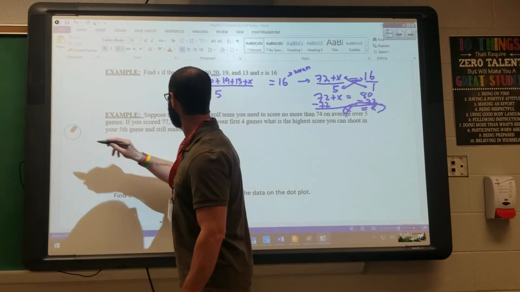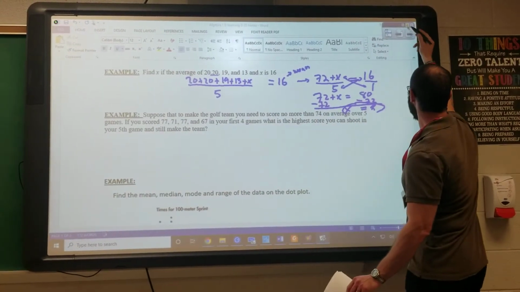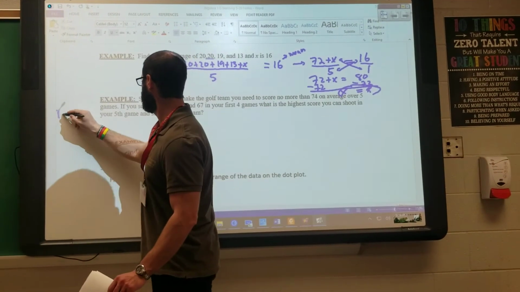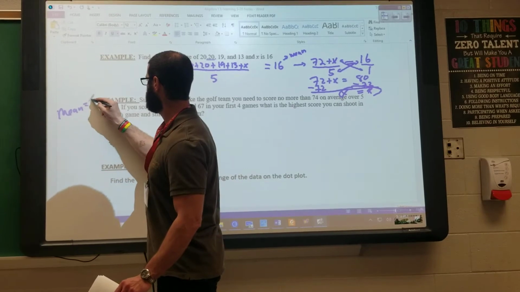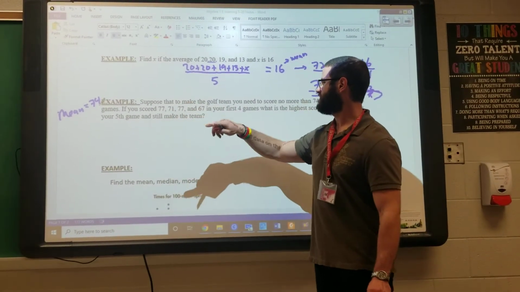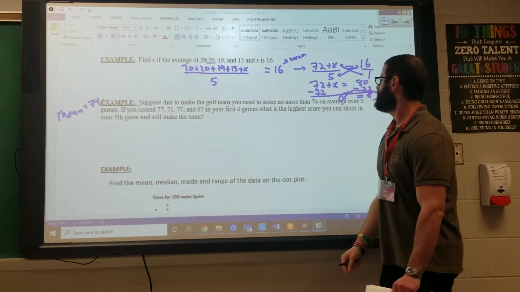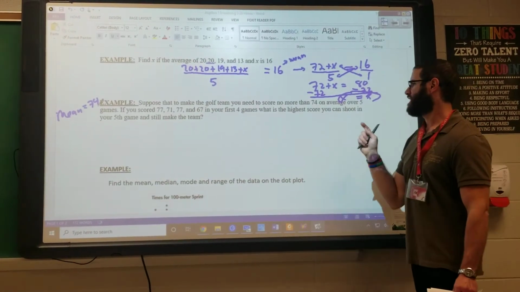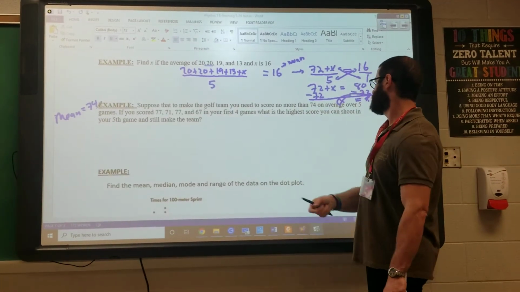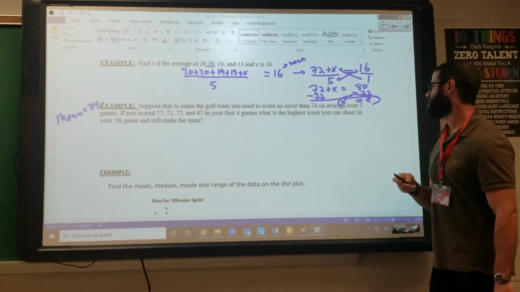Actually, we're not finding the mean, we know the mean. The mean we're given is 74. That's the average score we have to have. In our first 4 games, we have 77, 71, 77 again, then 67. And in our 5th game, we need to figure out what we need. What's the highest score we can have to have a 74?